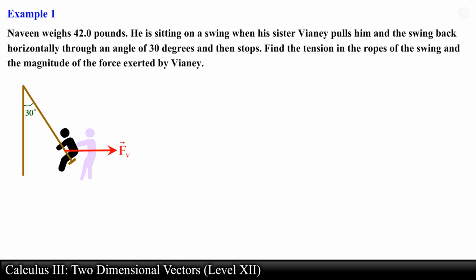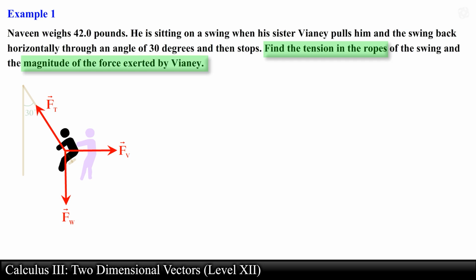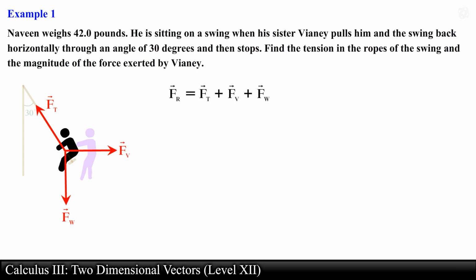In addition to Vianney's force, Naveen is under the influence of 2 other forces, the gravitational force and the tension force on the ropes. We are asked to find the magnitude of this tension force, and the magnitude of the force exerted by Vianney. Similar to the way we solve resultant force problems, we need to find the component form of all the forces exerted on the object. Then we go ahead and add them component-wise. And finally, we take this sum and set it equal to the 0 vector.